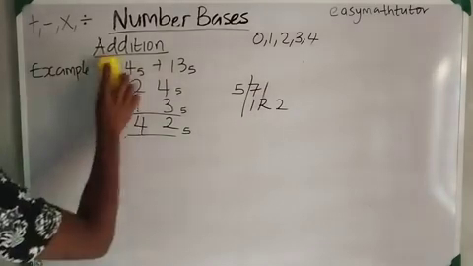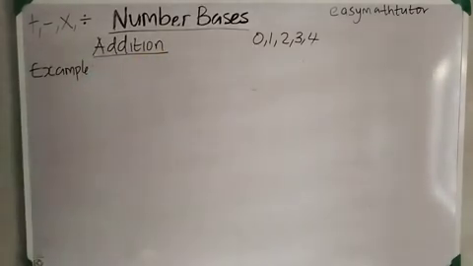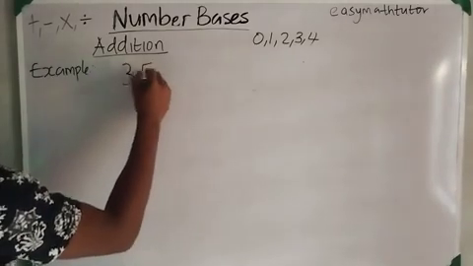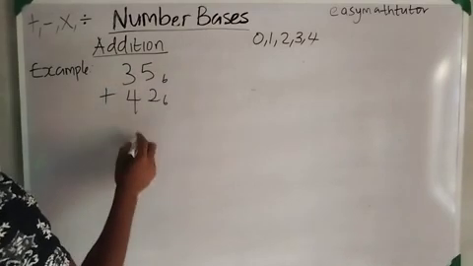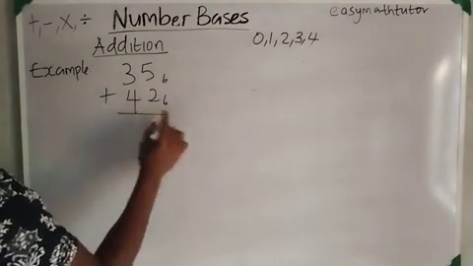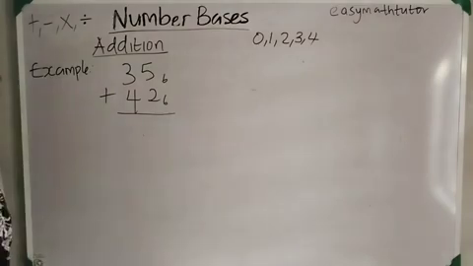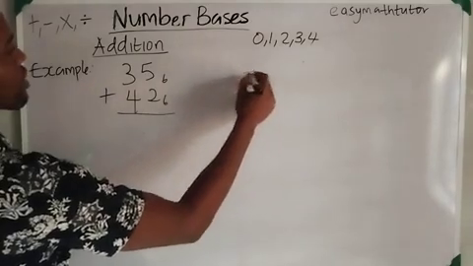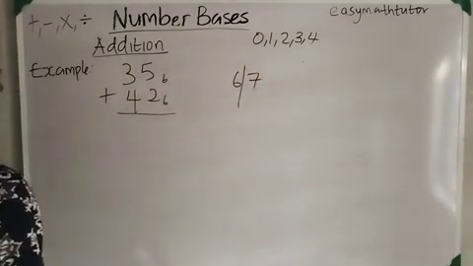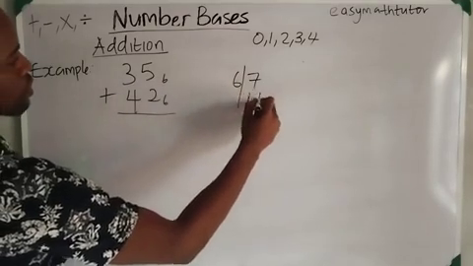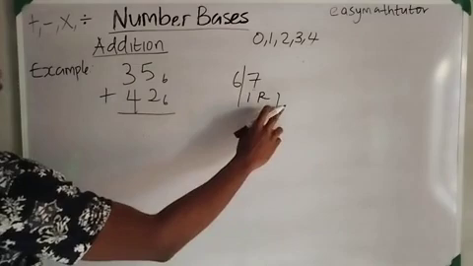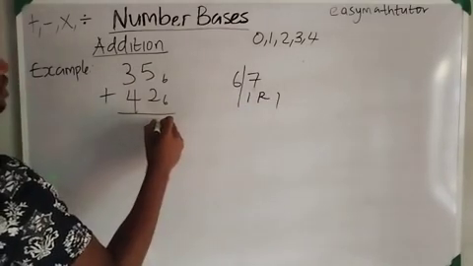Now let's take another example of adding two numbers in another base. Let's say we are told to add 35 plus 42, and they are both in base 6. How do you go about this? 5 plus 2 is 7, but you can't have 7 in base 6. So we are going to divide that 7 by 6. We are always going to divide by the base. So 1, remainder 1. So we are going to take this remainder and place it here.